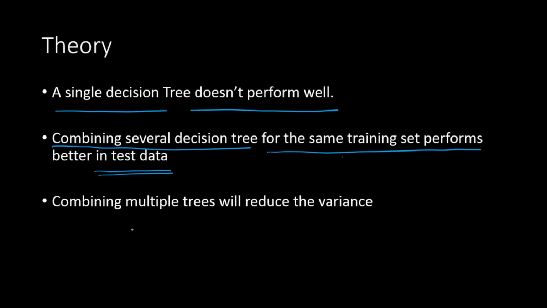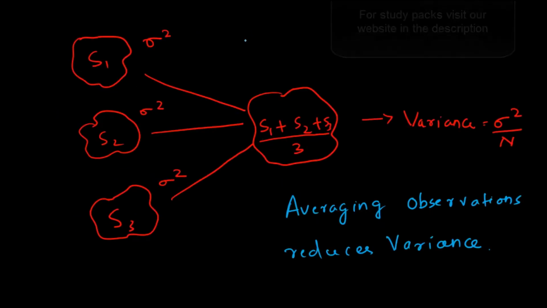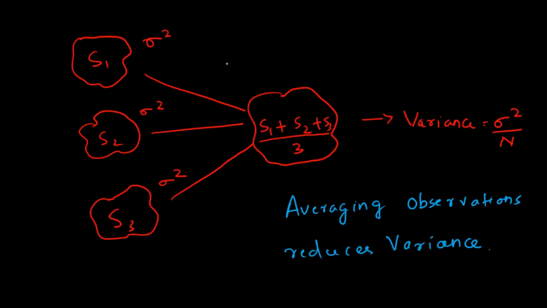And how is that happening? Well, when you combine multiple trees, it is going to reduce the variance of your outcome. That is how it is able to improve the prediction ability of the model. So we can take an example to understand how you can combine observations to reduce variance. I've got 3 observations, and you can take n number of observations. The variance of each one of these observations is sigma square.